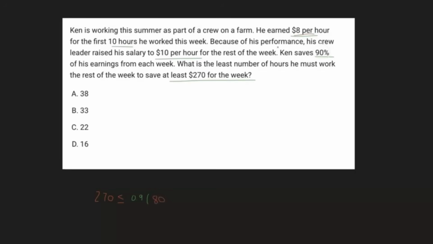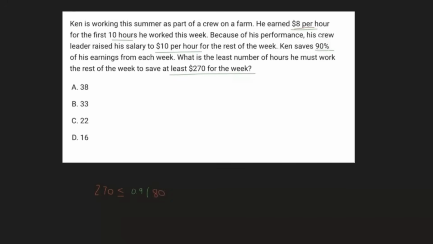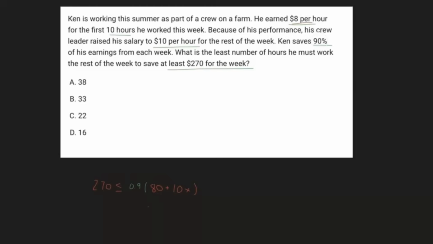But then his performance increased, and therefore his salary also increased. It says his crew raised his salary to $10 per hour. We don't know how many hours he's going to work at $10 an hour, but we know that he must work a certain amount of hours to save at least $270. Therefore, we can write this as plus 10, because that's the flat rate, and then we can just write X as the number of hours he works. And X, in this inequality, will represent the least number of hours he must work to save at least $270. All right, so now we just want to simplify this inequality.